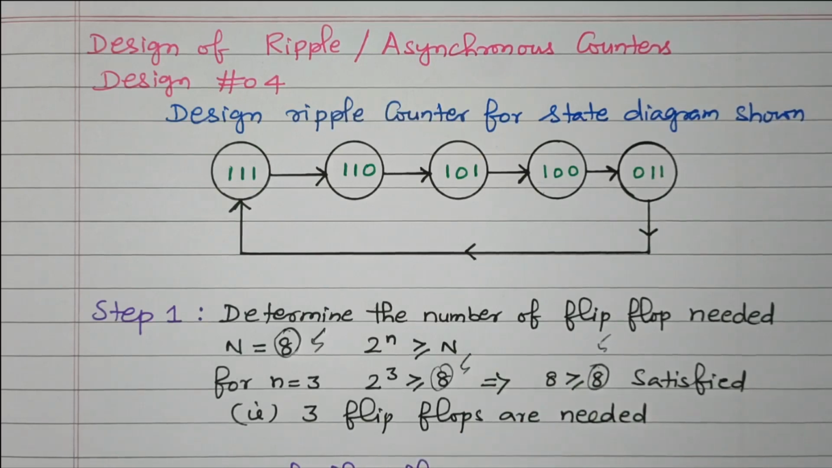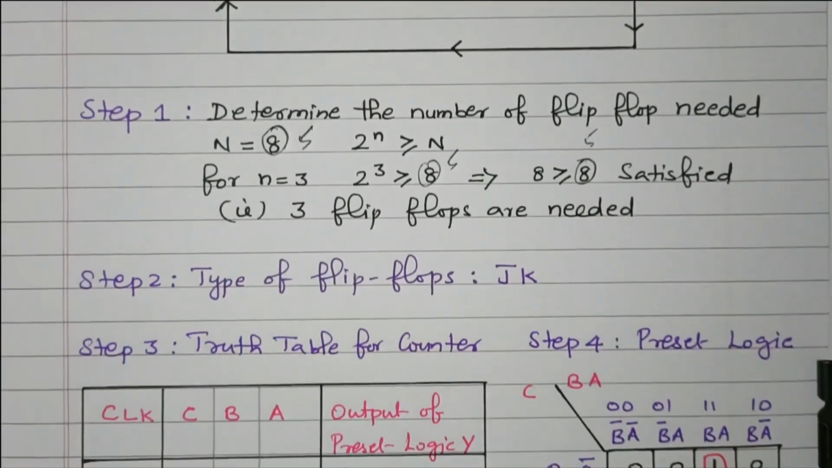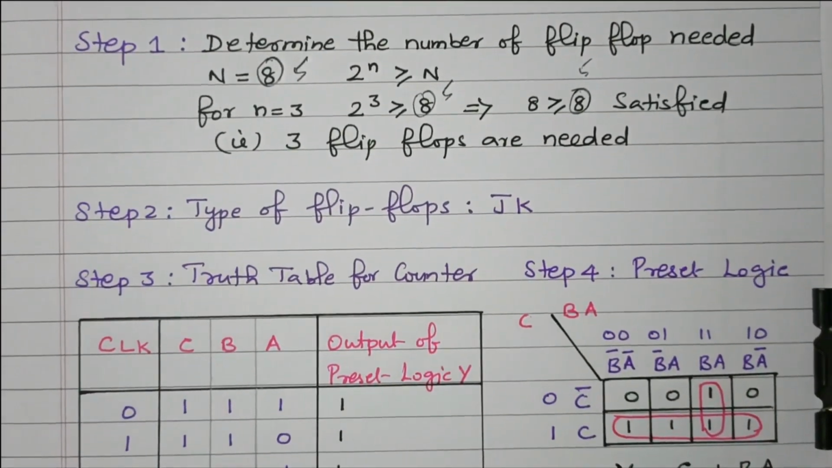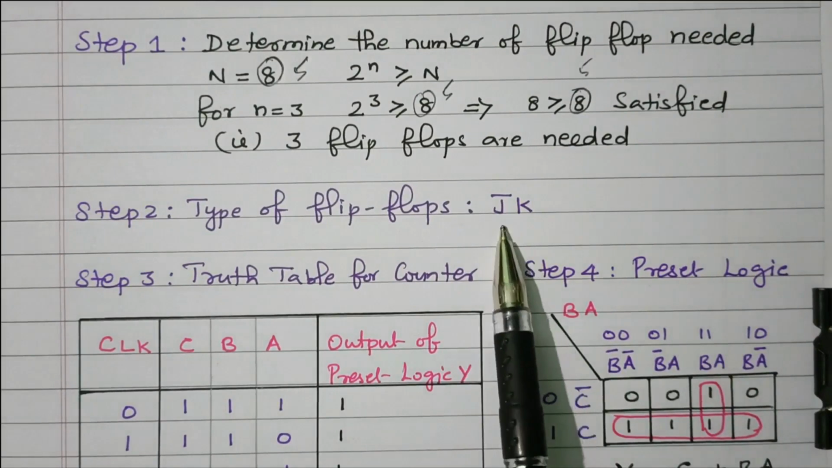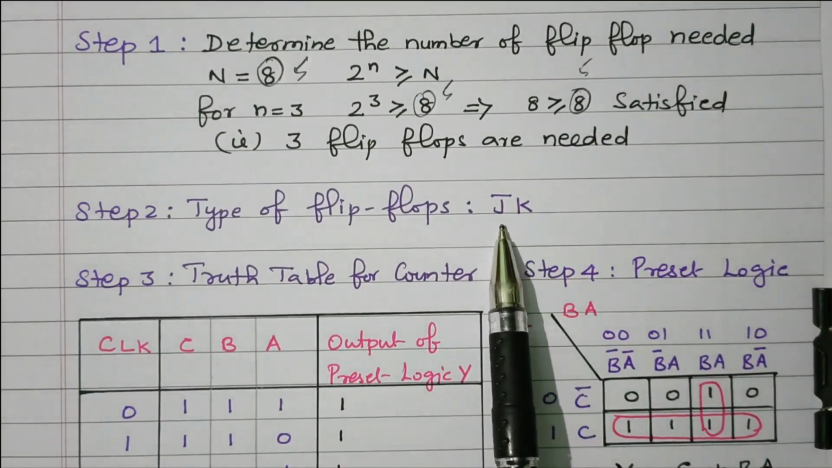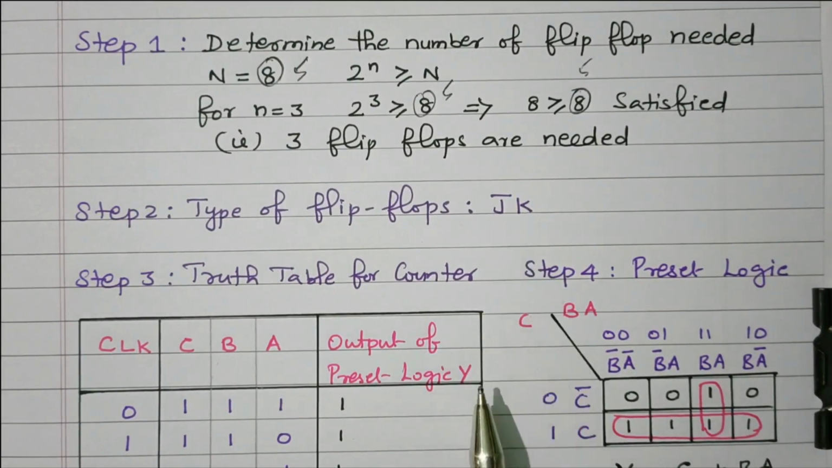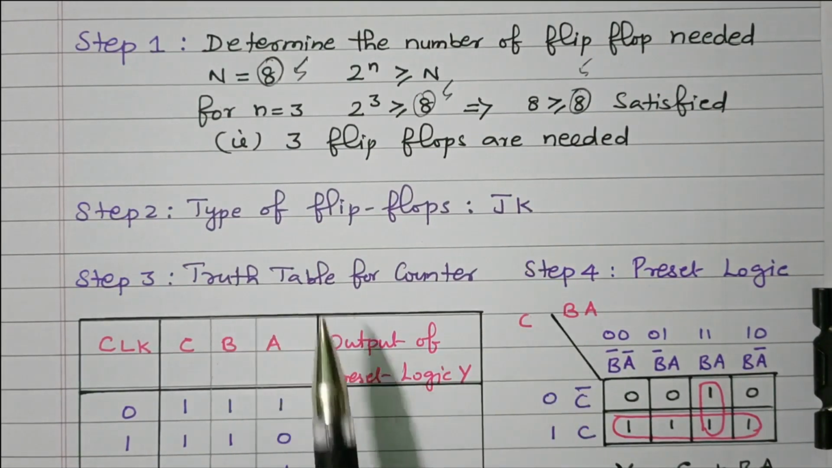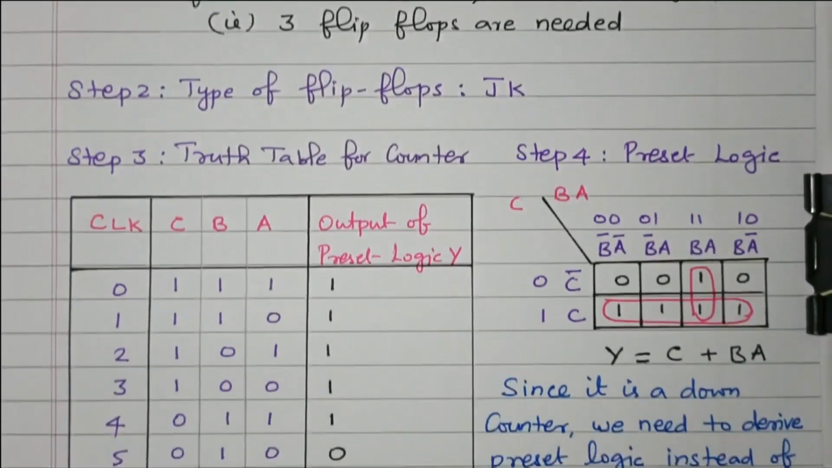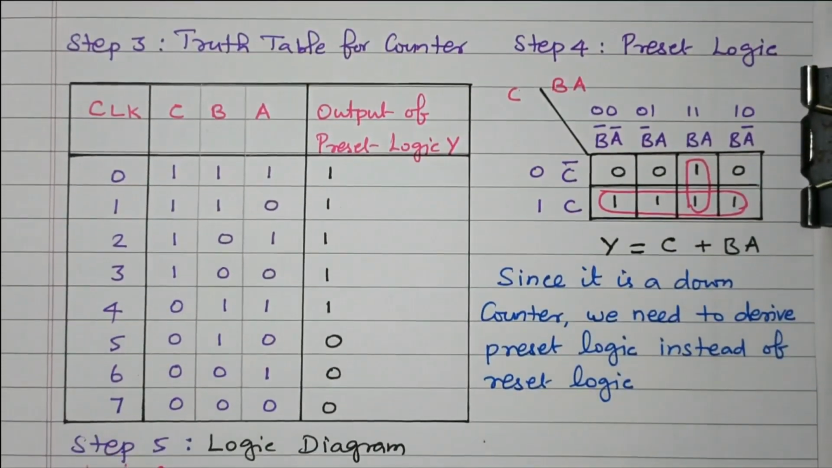The second step is to find what type of flip-flop we are going to use. Here we will use the JK flip-flop. Any type of flip-flop can be used, but in this we are going to use the JK flip-flop. Now we'll see the truth table. Based on the state diagram, we need to design the truth table.